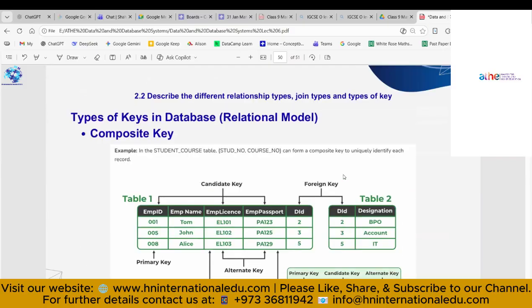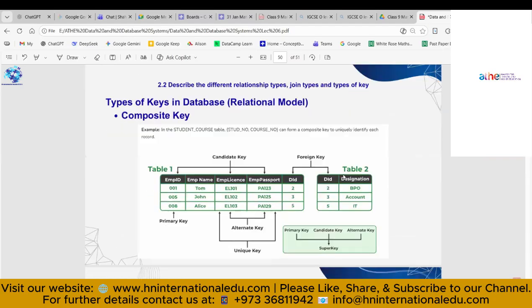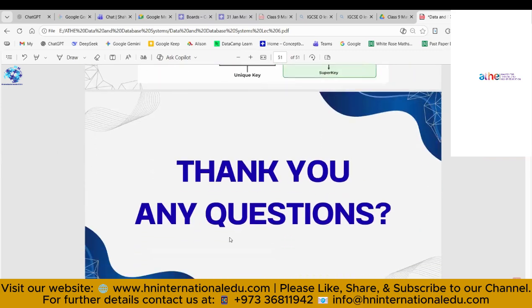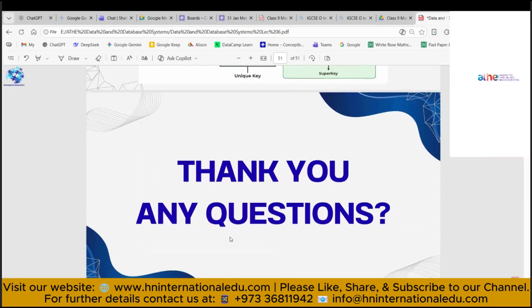So this was about the different relationship types, join types, and types of keys. And that is it for our lecture today.